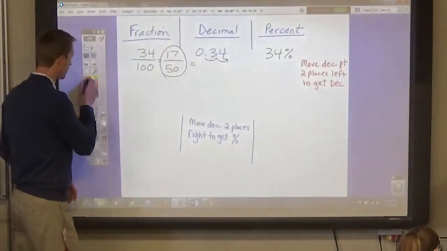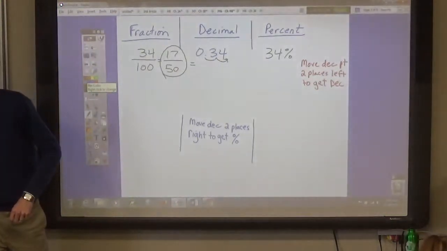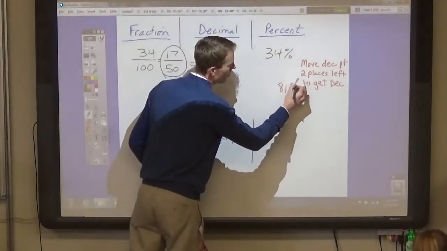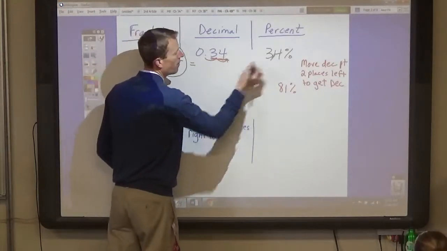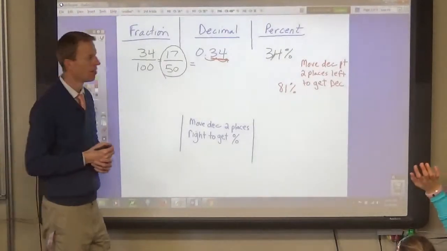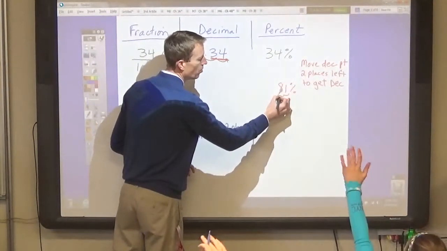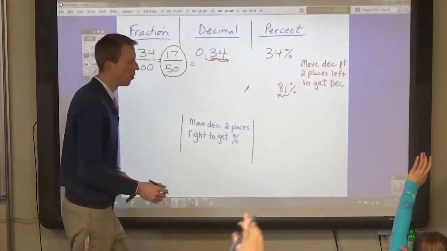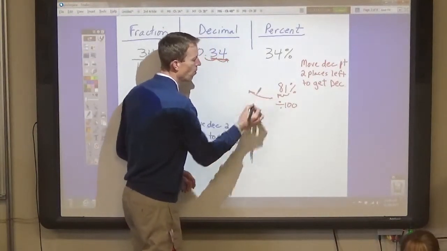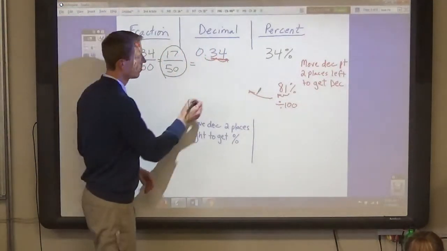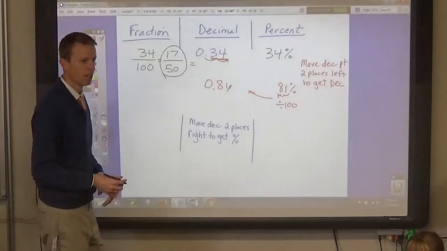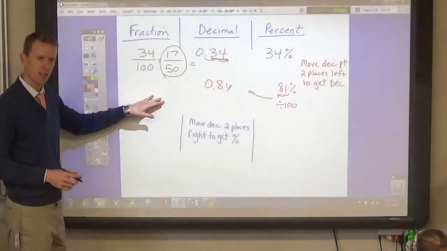The next one, starting with 81%. Well, if these two numbers give us the percentage, then what is this as a decimal? Move the decimal point 2 places to the left, or divide it by 100 to get the decimal form. Nate? 0 and 81 hundredths. Good, 0 and 81 hundredths. Then write it as a fraction.